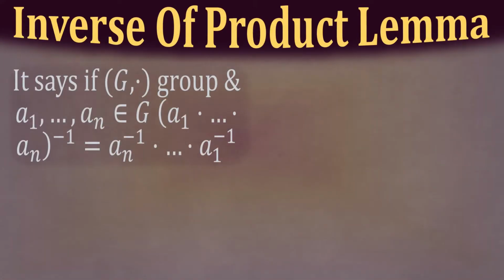Therefore, we get the inverse of a product lemma. It says that if G with dot is a group and a1 to an are in G, then (a1 dot ... dot an) inverse is equal to an inverse times all the way up to a1 inverse.